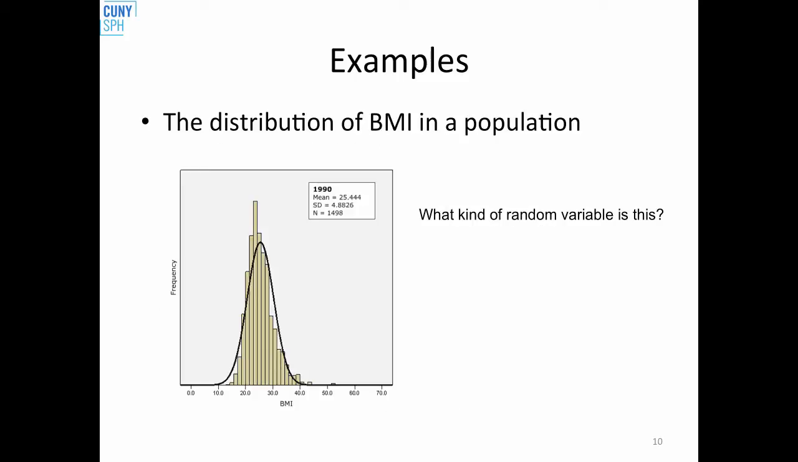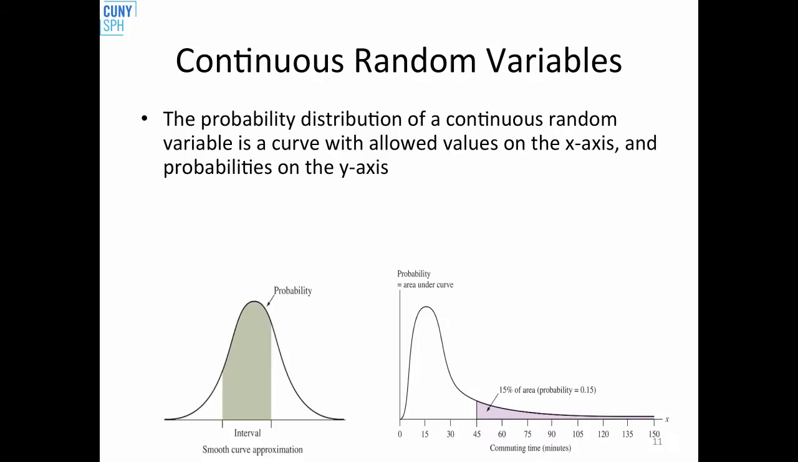The distribution of body mass index in a population would be an example of a continuous variable if it is measured with decimal places. And this is a visualization of that probability distribution, with a maximum probability somewhere around 25 and decreasing off at either end, as a continuous random probability distribution.